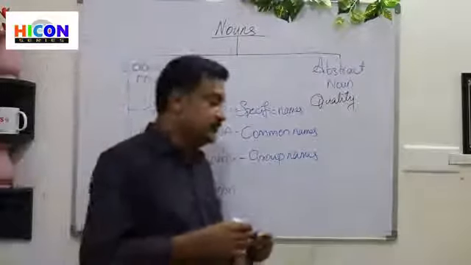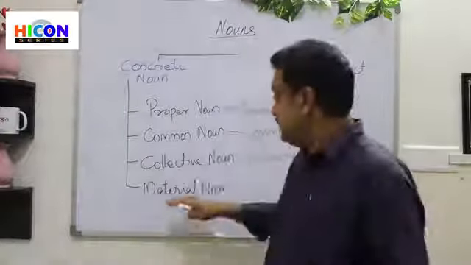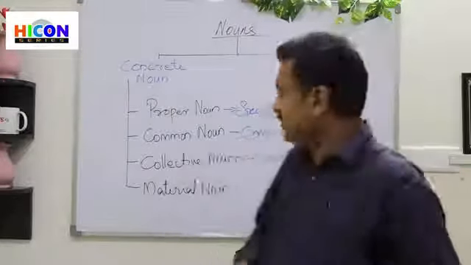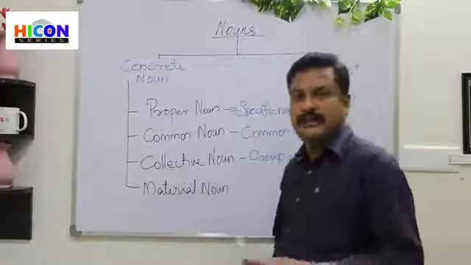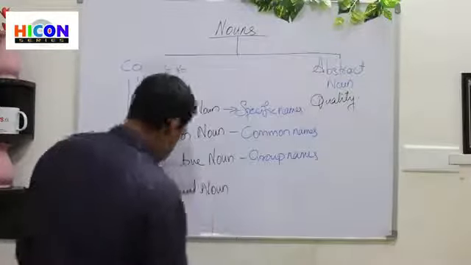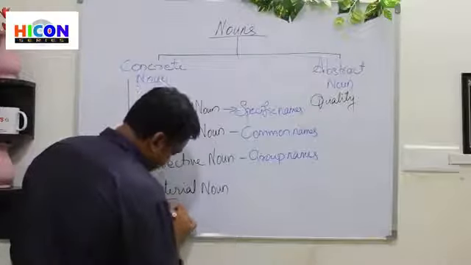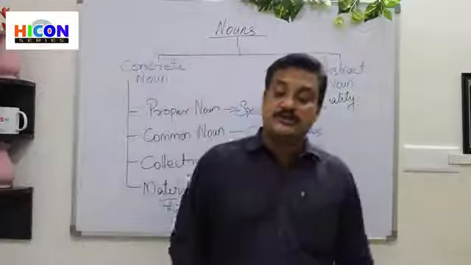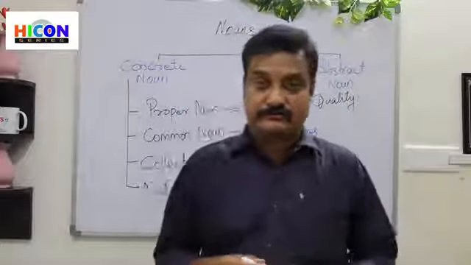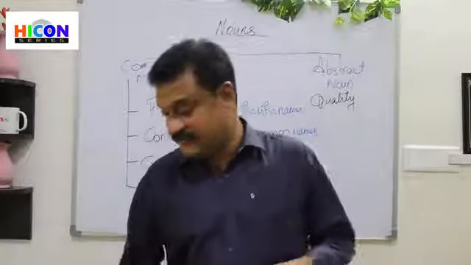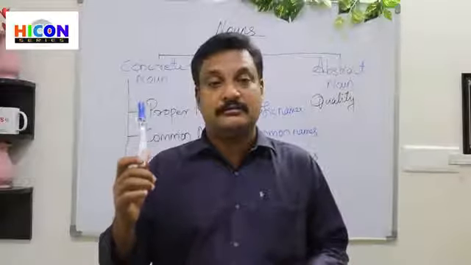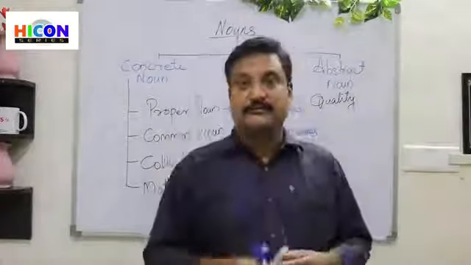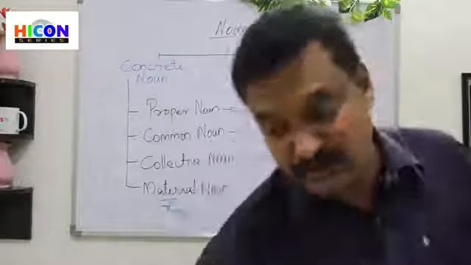Right? Now the next one is material noun. What do you mean by material noun? What do you mean by material? Material simply means nothing else but the things, no? Okay, now we use different kinds of things. For example, I have a pen, right? I have a knife, or I have a book with me.